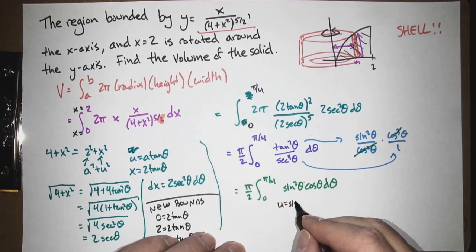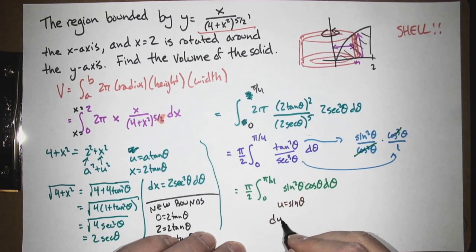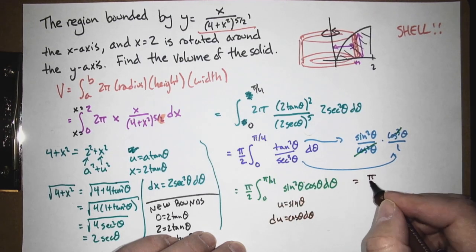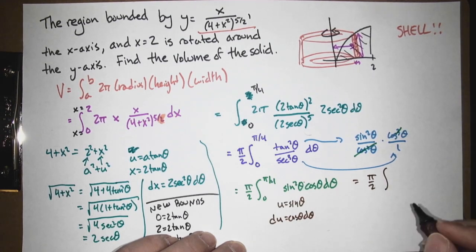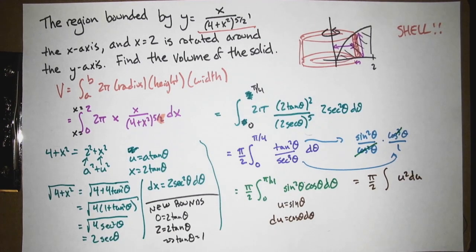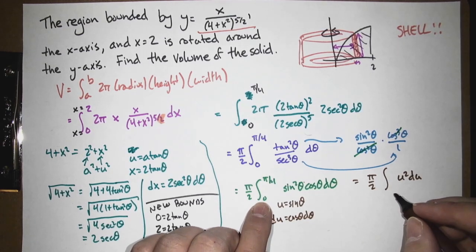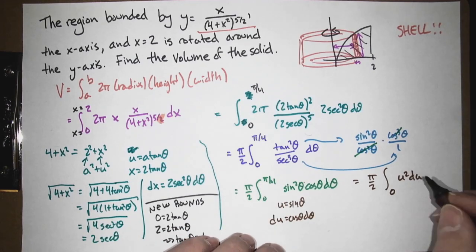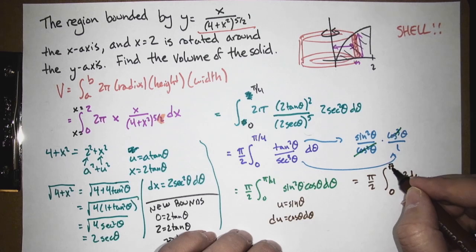Let u equals sine theta. Du, cosine theta d theta. So we still have our pi over 2. We have an integral u squared du. But what's our bound? We should be careful with our bounds. When we plug in 0, it's no longer 0, it's now 0. When we plug in pi over 4, it becomes root 2 over 2.